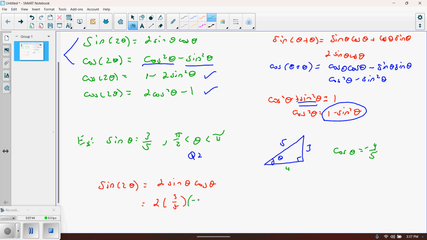So now I can substitute a negative 4/5 in for cosine of theta, and multiplying everything out, we get 2 times 3 times 4 on the top, which is 24, over 25 in the denominator, and it will be negative because I'm multiplying in a negative 4/5. So the sine of 2 theta, based upon the information given, is negative 24/25. And that's the general idea of how you could use that identity, at least in one specific case.